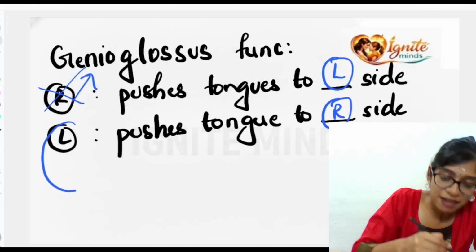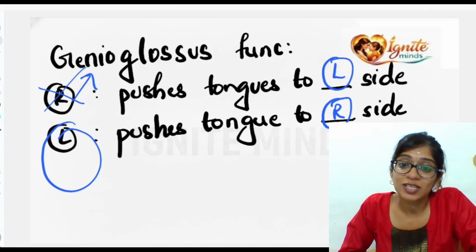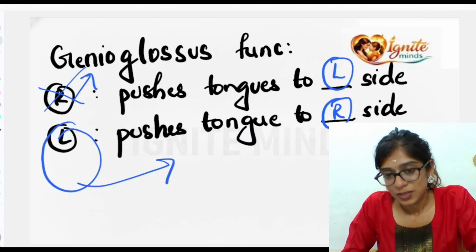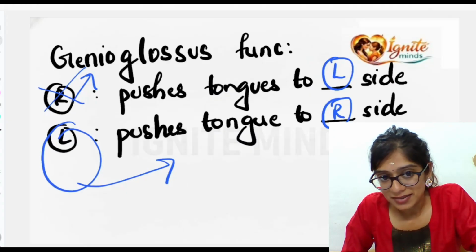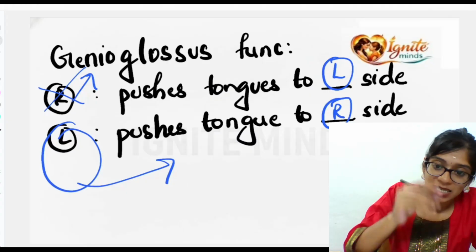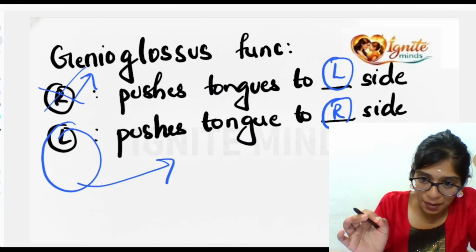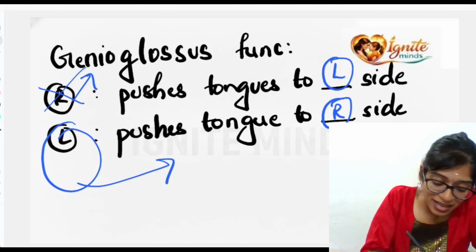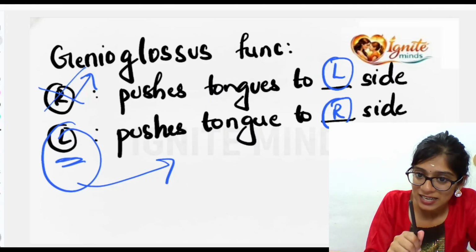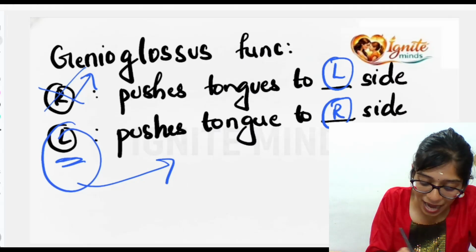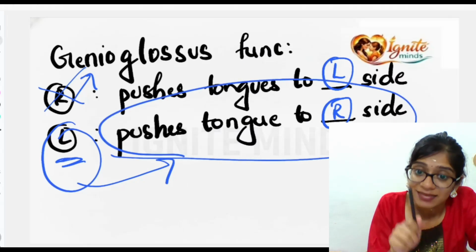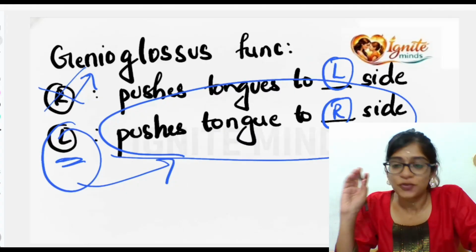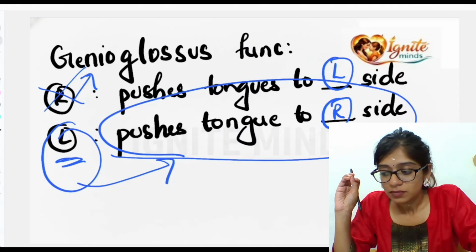Then the left genioglossus tries to act smart. It keeps on exhibiting its action. So what I mean to say is, if the right hypoglossal nerve is damaged, then the right genioglossus muscle is also going to be damaged. The left genioglossus muscle will act too smart and do its function, that is, it will push the tongue towards the right side. It is okay if you find it difficult to remember.